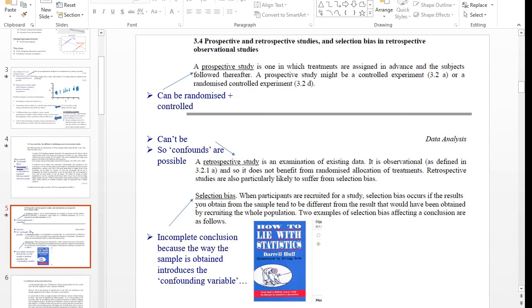We mentioned the terms randomized and controlled trials last time, and we noted that this can only be done when you're designing an experiment in advance. If you want to learn a lot more about examples of people misinterpreting observational studies deliberately or accidentally, you could read this book, How to Lie with Statistics by Darrell Huff.